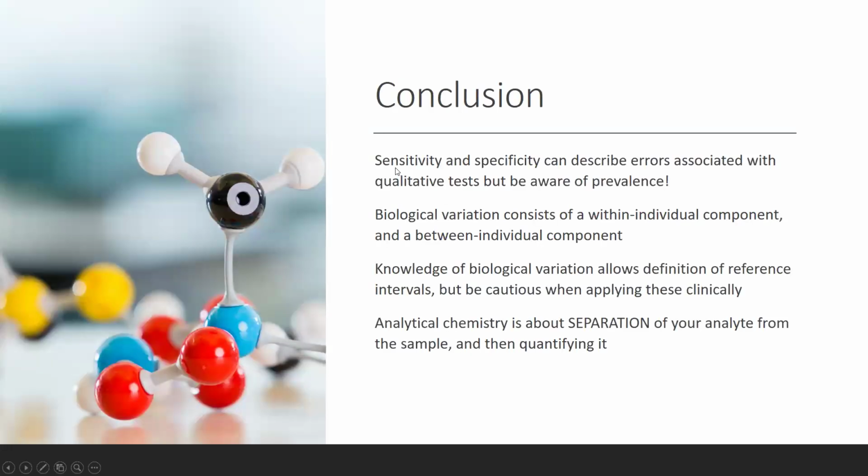But in conclusion, we've talked about sensitivity and specificity, how they describe errors associated with qualitative tests, but we've been very specific that we need to be aware of prevalence when using these. Biological variation consists of a within-individual component, CVI, and a between-individual component, CVG. Knowledge of biological variation allows you to define reference intervals, but be cautious when applying these clinically. And analytical chemistry is about separation of your analyte from the sample and then quantifying it.